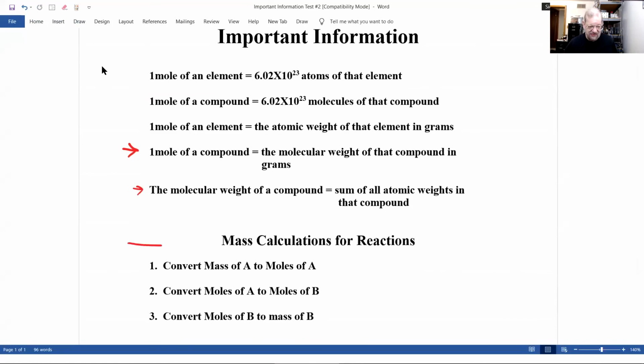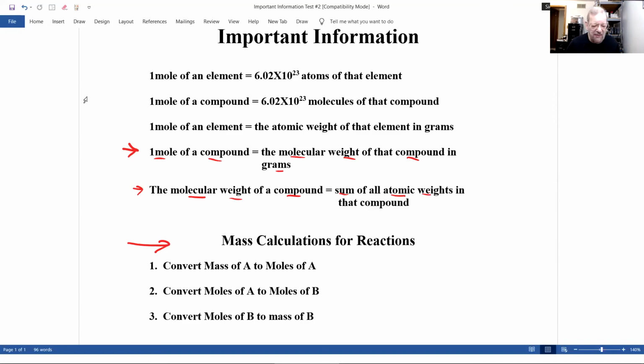and this. And you should know 1 mole of a compound equals the molecular weight of that compound in grams. And the molecular weight of a compound is the sum of all atomic weights.